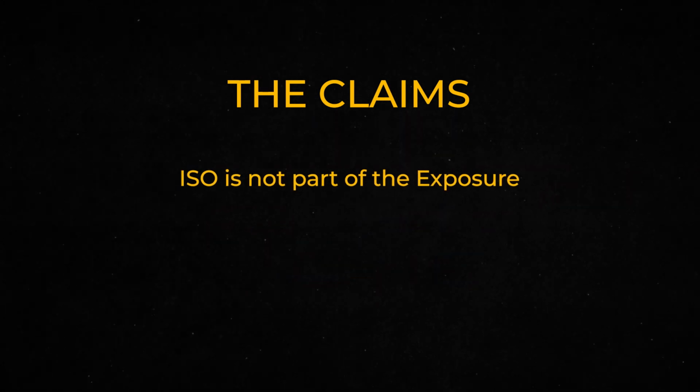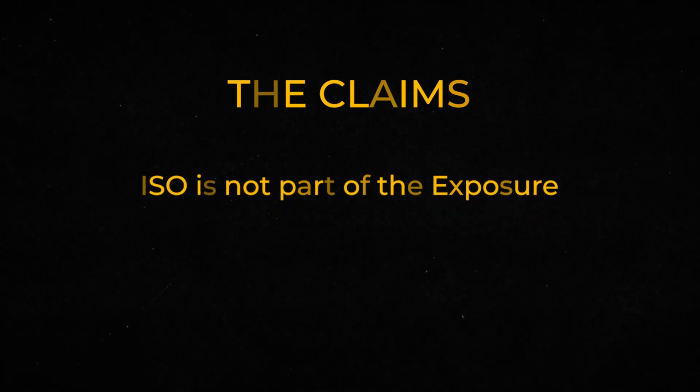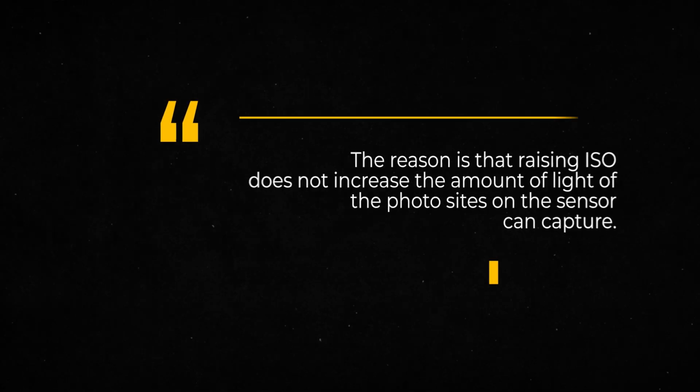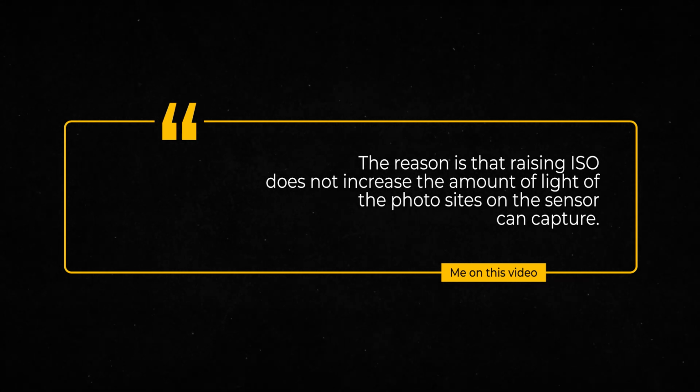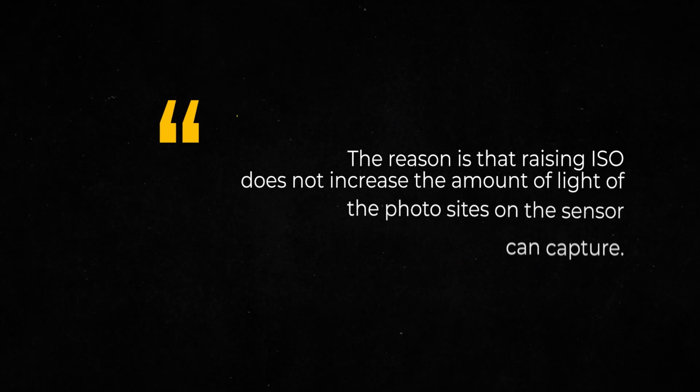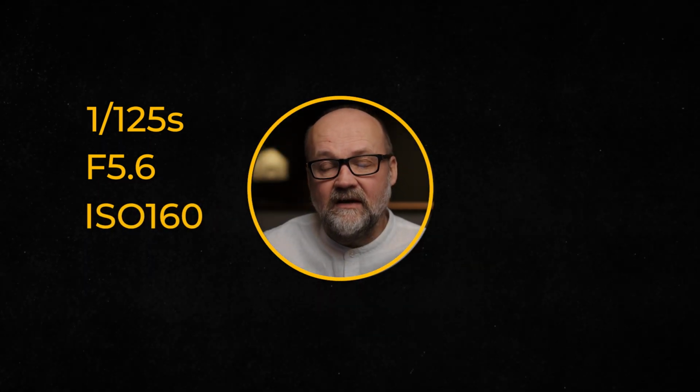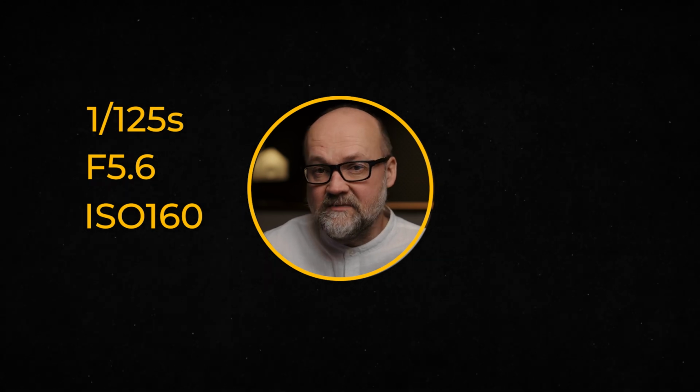But let's start with the first claim. ISO is not part of the exposure. And yes, in technical terms, that is true. The reason is that raising ISO does not increase the amount of light the photo sites on the sensor can capture. And yes, in my opinion, it is very practical to say that it is, though. Here is an example. If we have the value of 1/25th of a second, f5.6 and ISO 160, and in a situation, it will give me the best possible exposure.